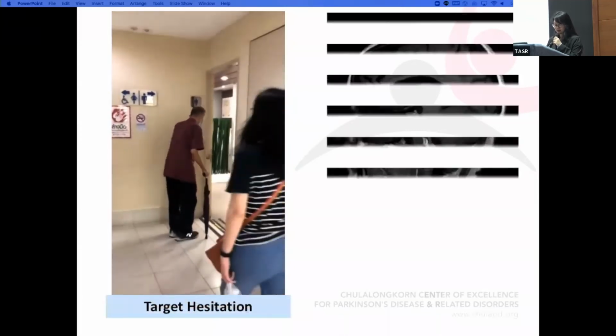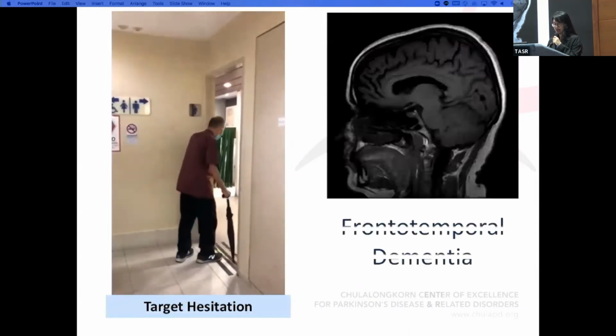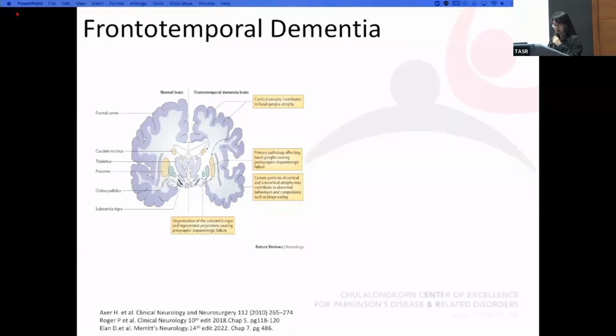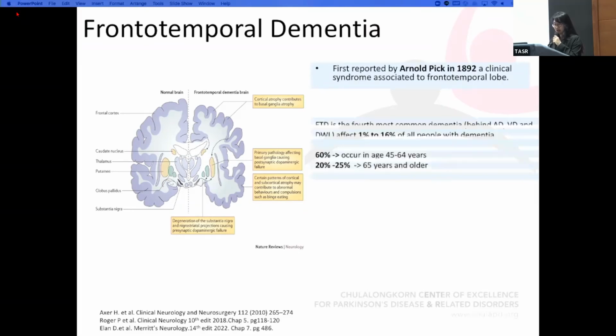So in these patients, when we do the brain imaging, he has frontotemporal dementia. Frontotemporal dementia was first reported by Arnold Pick in 1892 as a clinical syndrome associated with the frontotemporal lobes. FTD is the fourth most common dementia behind Alzheimer's disease, vascular dementia, and dementia with Lewy bodies. It affects 1 to 16% of patients with dementia. Unlike Alzheimer's disease, FTD often occurs in middle-aged adults, as age at onset is between 45 to 64 years old, up to 60%.